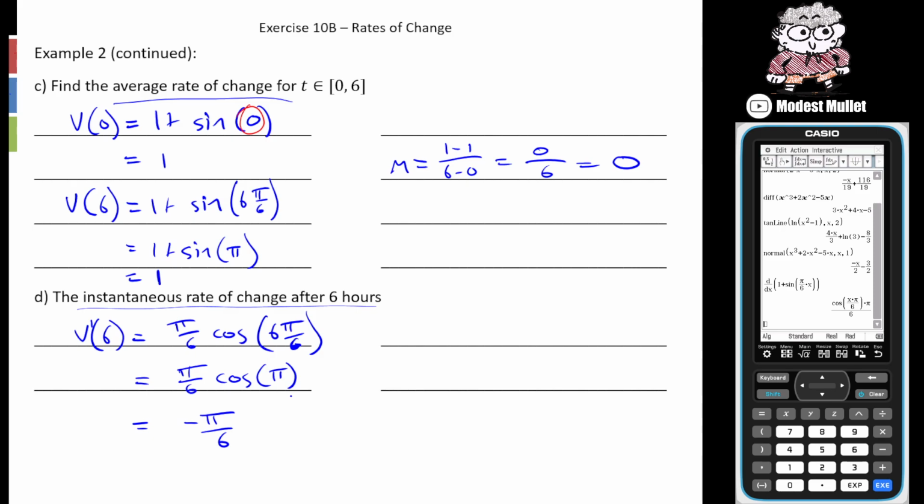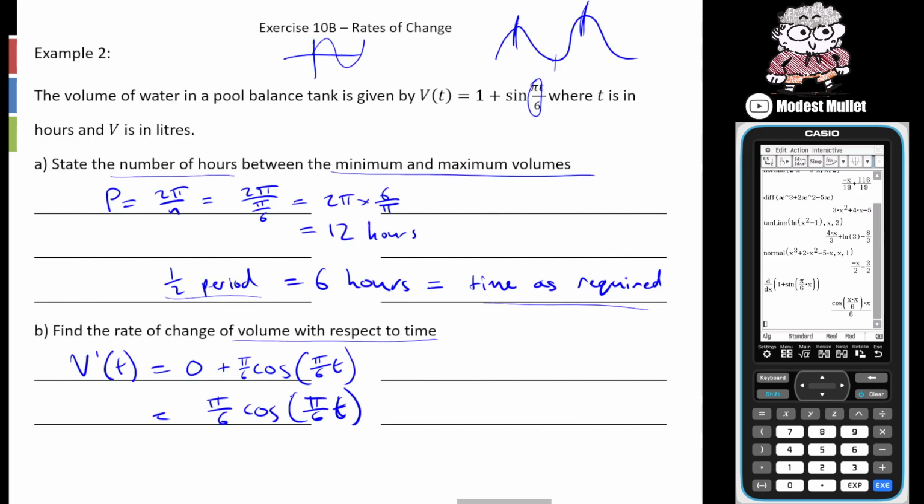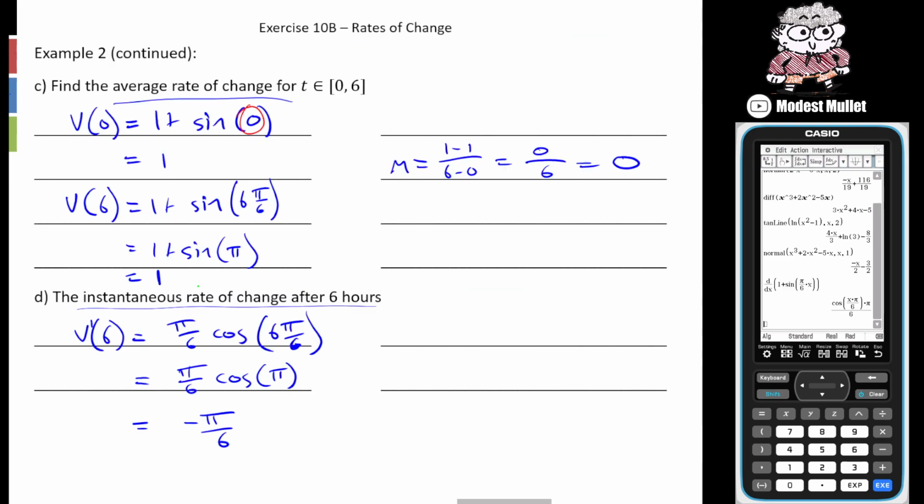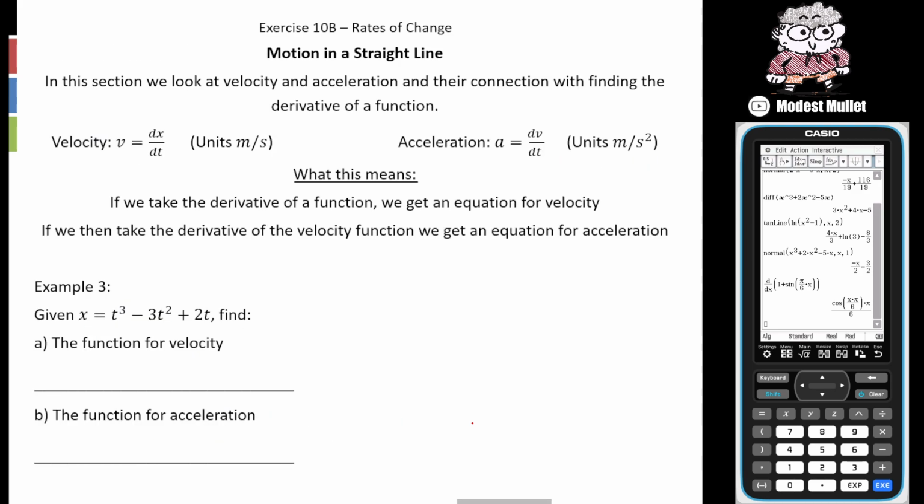And to be clear, since these are applied problems, we should be talking about litres, and t is hours. So we should be saying this is 0 litres per hour is the average. Same down here, this is negative pi on 6 litres per hour. We want to give units to our rate of change in applied problems.